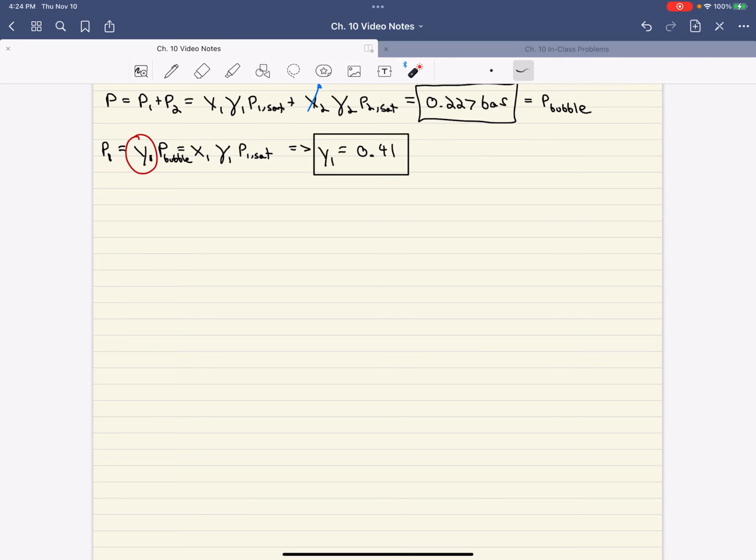In part A of the problem, we solve for the bubble point pressure at a temperature of 30 degrees Celsius. For part B, we now want to calculate the dew point pressure at a temperature of 30 degrees Celsius.